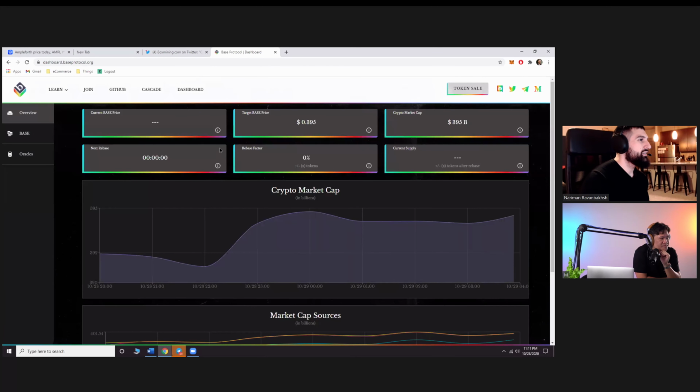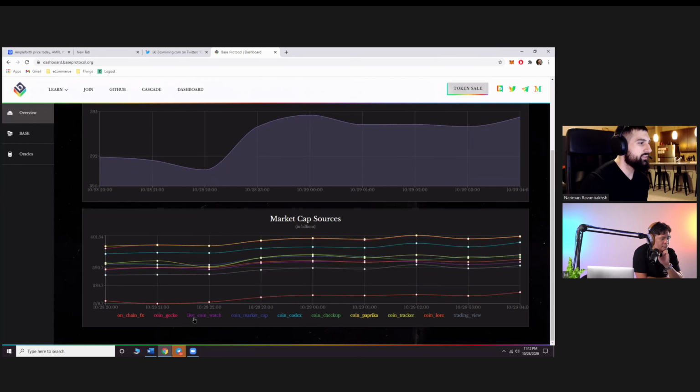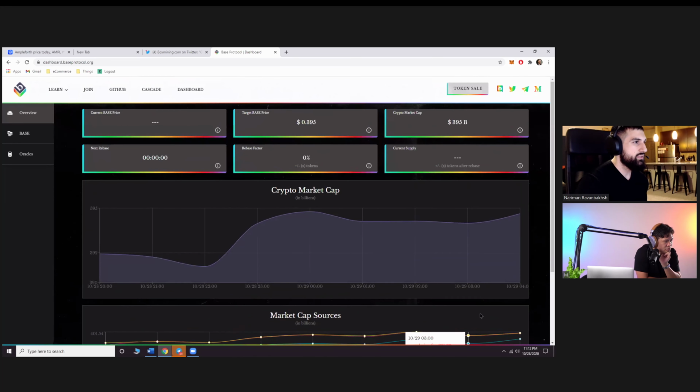Yeah. And so this is the dashboard, and right now the token isn't deployed. We're still in the pre-launch phase, but basically right now we've got a chart that shows crypto market cap and all 11 different sources that it's being pulled from, like CoinMarketCap, CoinGecko, TradingView, CoinCode. You guys get the point. That's all being fed through a Chainlink Oracle, where we're then grabbing the median value, and that's how we're determining at any given time what crypto market cap is. So at this point in time, according to the Base dashboard, we're reading 395 billion, which means the target price for Base is going to be 39.5 cents.